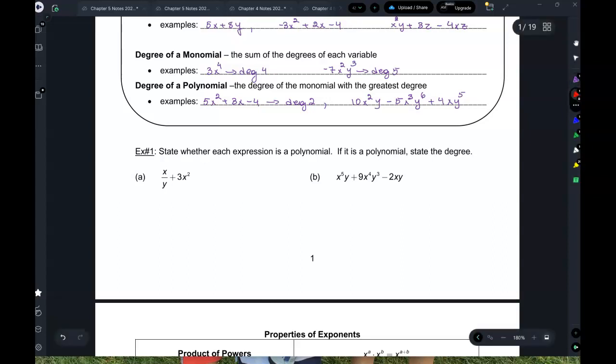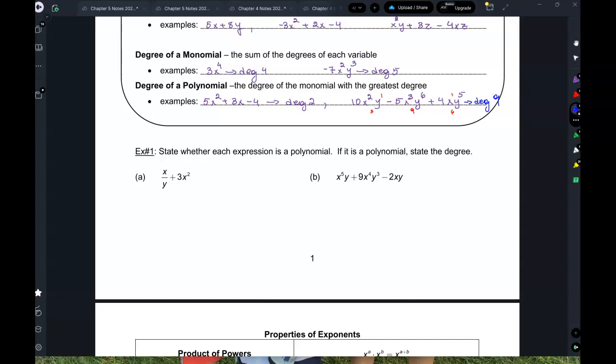So here, 2 and 1 will make 3. 3 and 6 will make 9. 5 and 1 will make 6. So the degree is 9. Because if you just have a variable without an exponent, there's an imaginary 1 there that we just don't write. 18 because you add them. It's the sum, not the product.